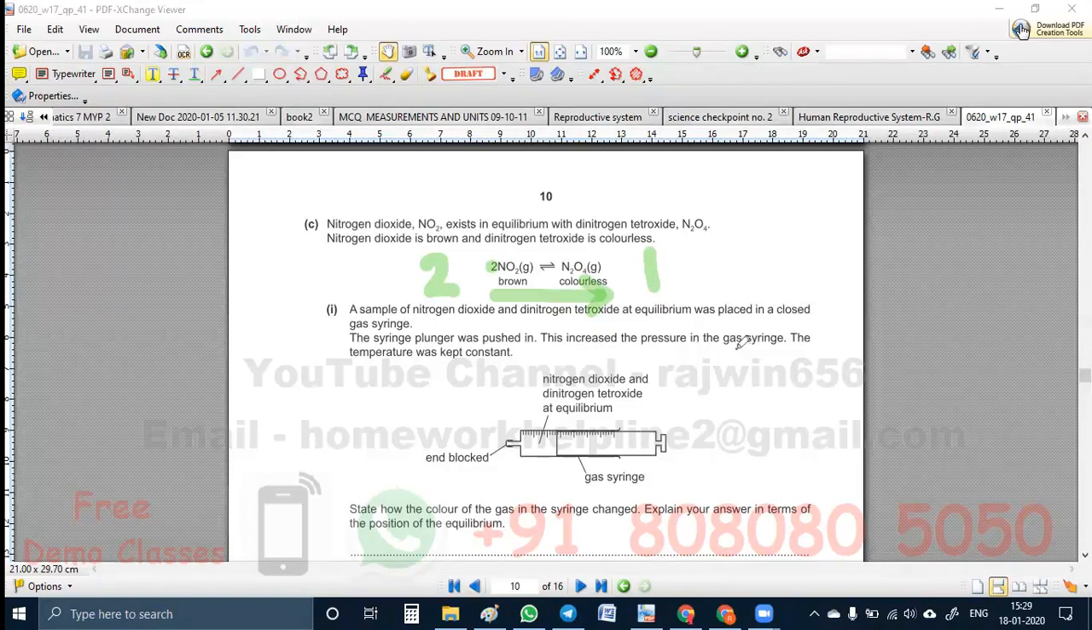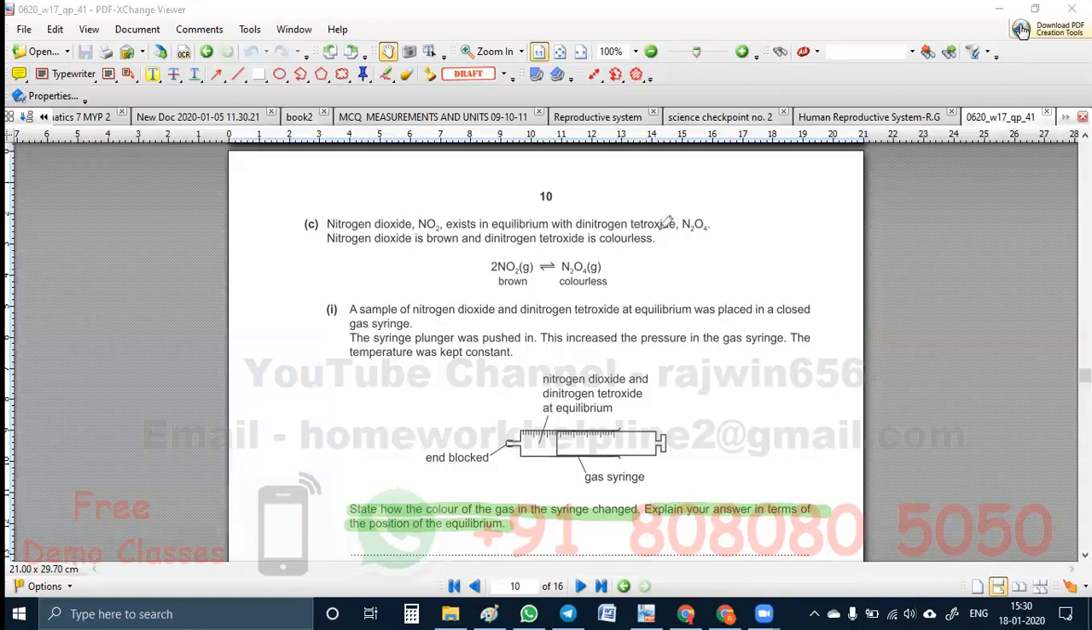All right. See what the next part reads. A sample of nitrogen dioxide and dinitrogen tetroxide equilibrium was placed in a closed gas syringe. You can see the gas syringe is over here. The syringe plunger was pushed in. This increased the pressure in the gas syringe. The temperature was kept constant. State how the color of the gas in the syringe changed. Explain your answer in terms of position of the equilibrium.